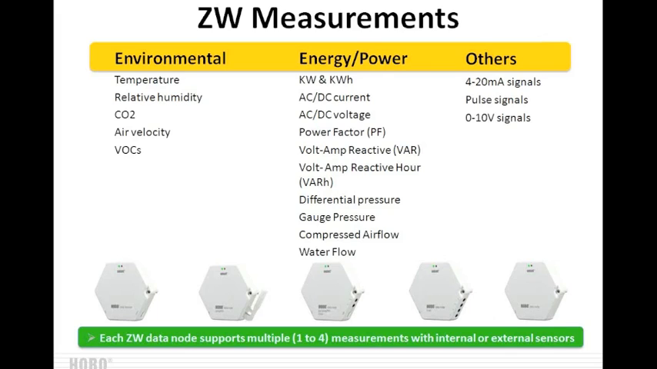That includes a 4 to 20 milliamp signal, a pulse signal, or a 0 to 10 volt signal. At the bottom of the slide, you see some pictures of the various nodes that we offer in our product line. I'm going to go into those in more detail in a later slide, but just know that there's models available with internal sensors built right into the node that include temperature and relative humidity. And there's also models that allow for these external sensors to be plugged into each of the nodes.